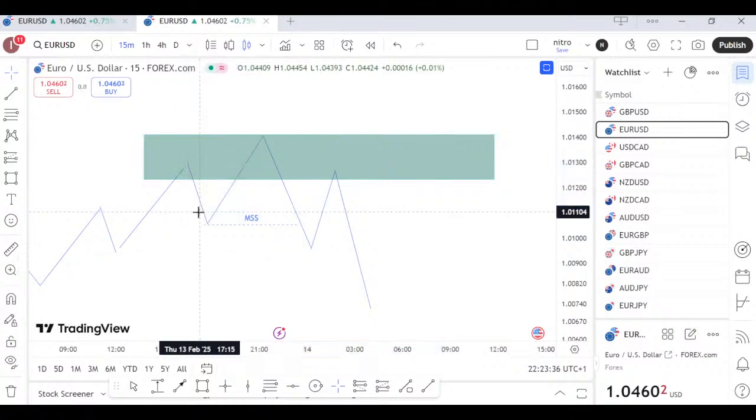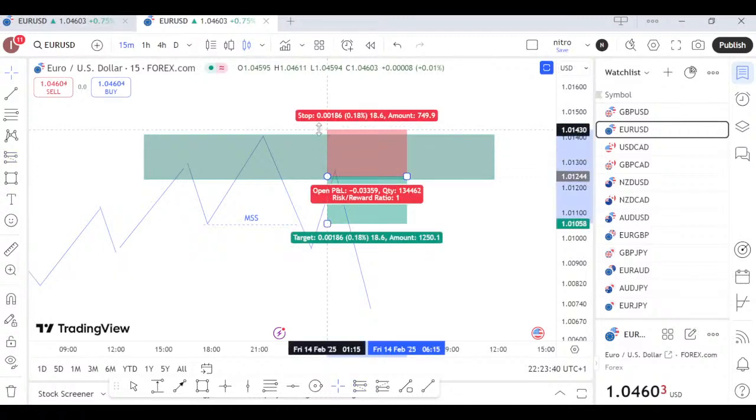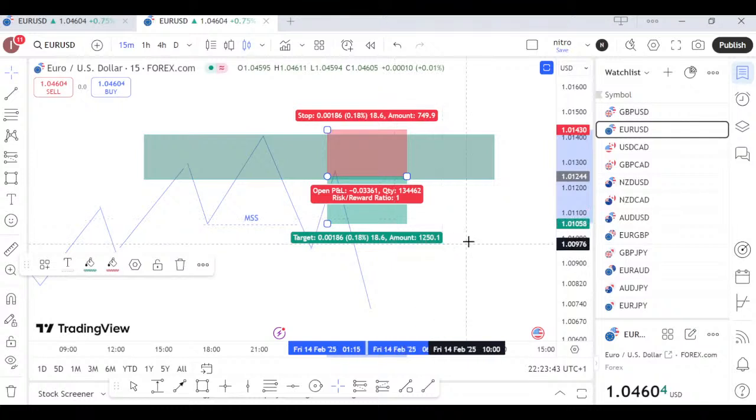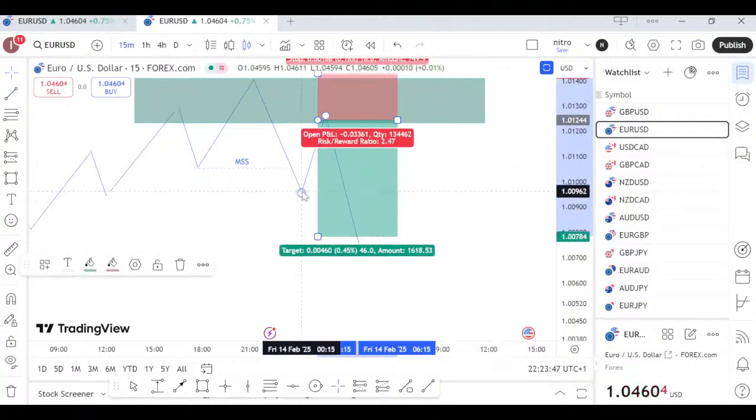So we're going to see something like this. Anything within this zone is our selling zone. Our stop loss goes right here above this most recent high, and then our TP is below this low. That's just it.